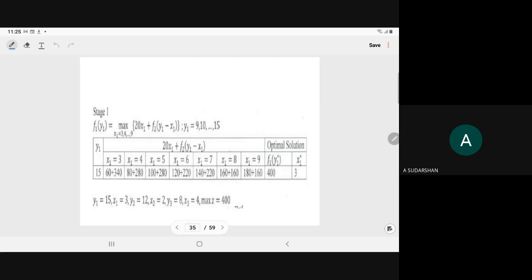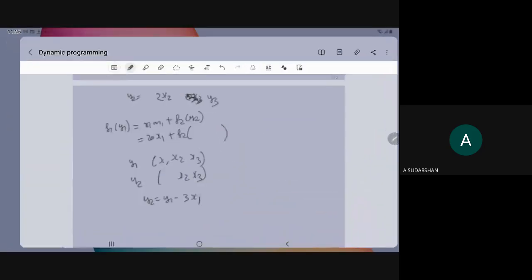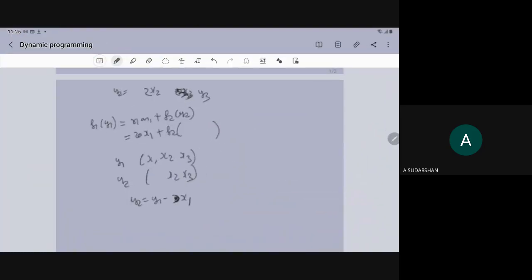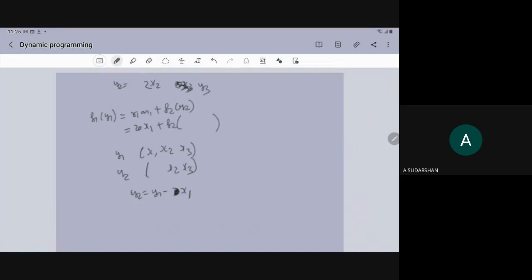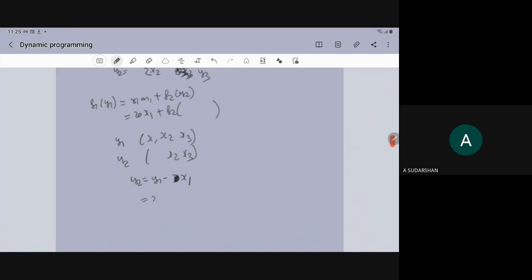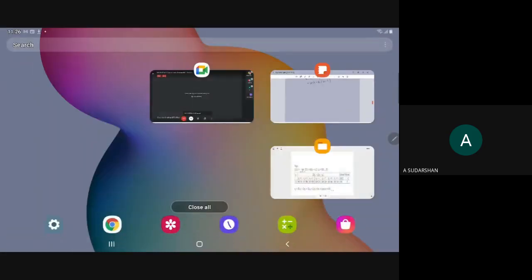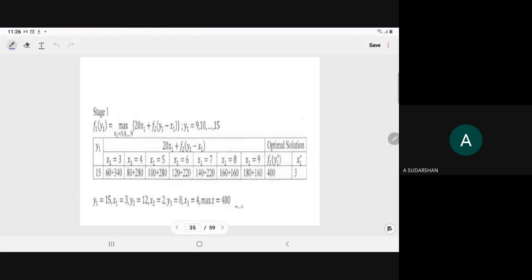So total number of the weight, we have x1. So it will become y1 minus x1, right? It will become not 3, that we have to allocate. So corresponding to x1, how many items we are writing. So y1 minus x1. So it will become 20 x1 plus f2 of y1 minus x1. Then after, maximum of the 20 x1 plus f2 of y1 minus x1.